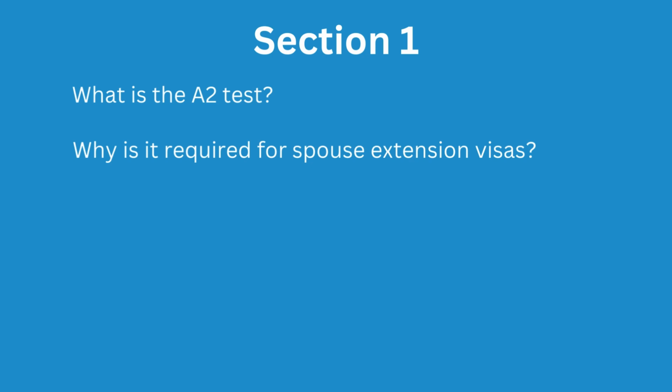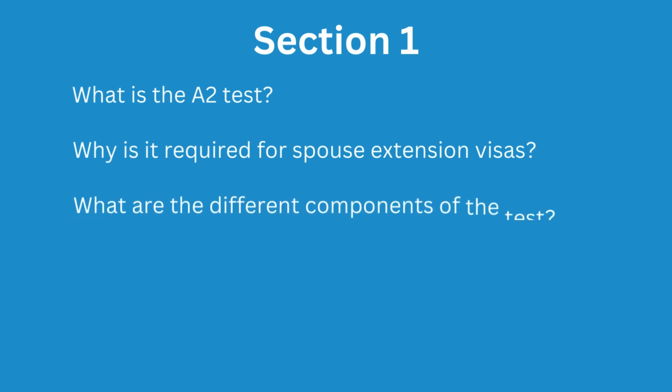The reason the A2 test is mandatory is because the UK government expects you to have learned some English while you've been here in the UK and to improve your English speaking skills. The A2 test is a very basic English language test which makes sure that you can survive in the UK and you have enough English language skills to get along here. It is required for both family partner and family parent visa extension.